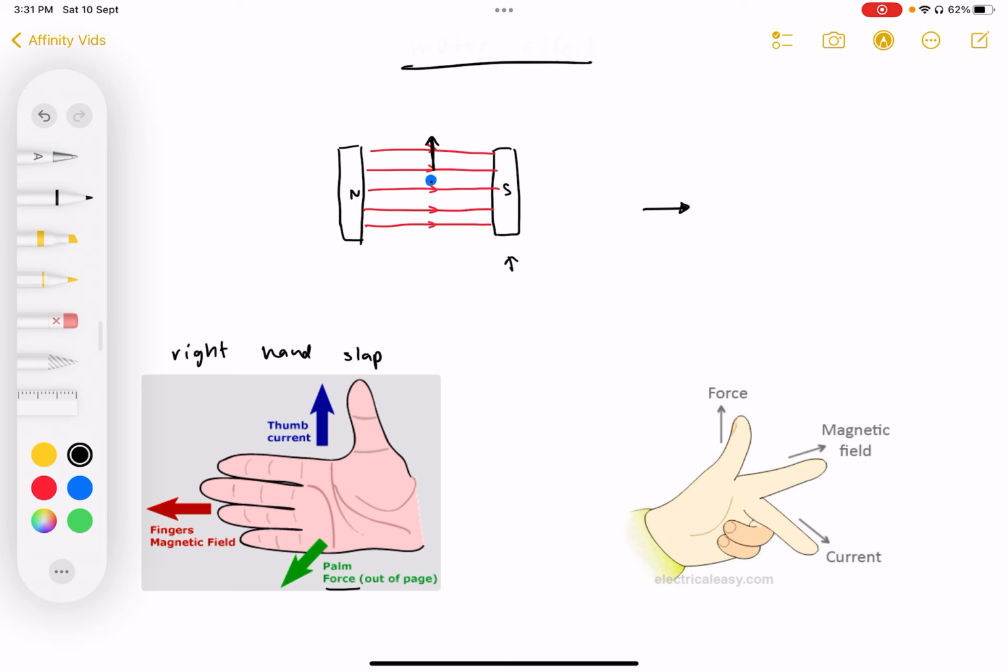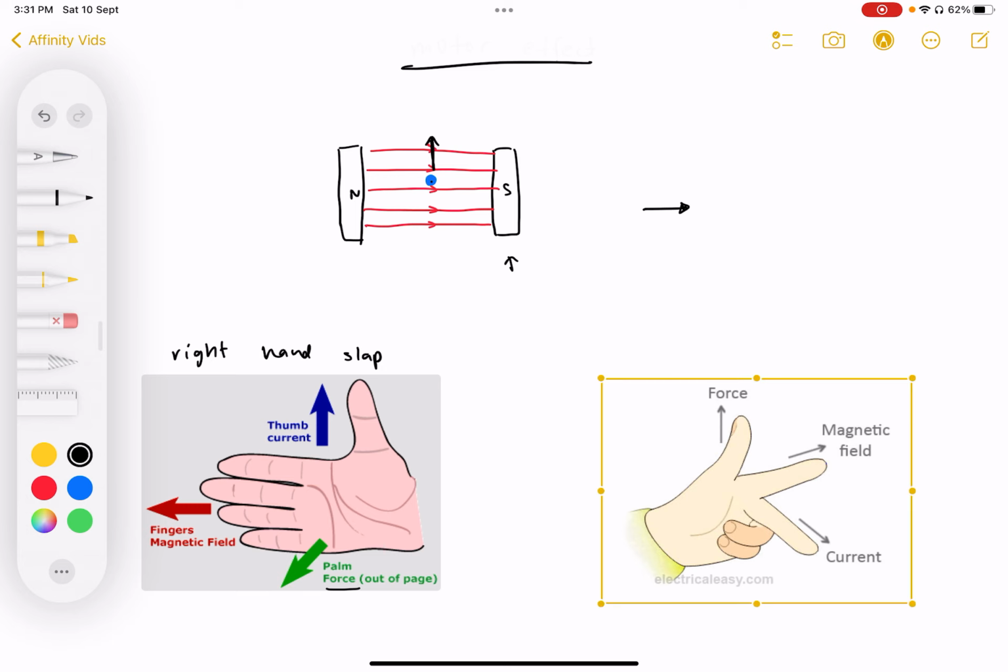I find that the right hand slap rule is a little bit easier to remember because the force kind of makes sense. You slap it, you have a force, and your fingers also line up with the direction of the field, which I think is quite useful. Thumb you can remember as current, and the thumb will also correspond with the right hand grip rule, where you use your thumb for the direction of current as well.